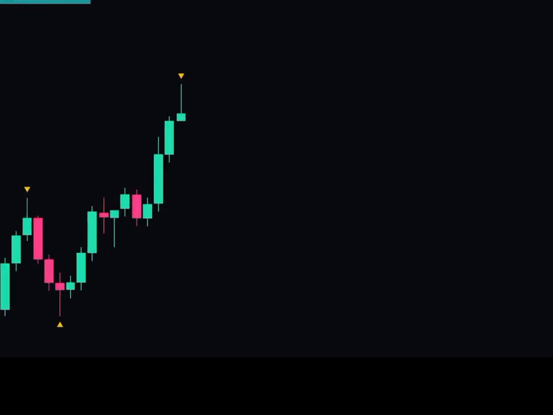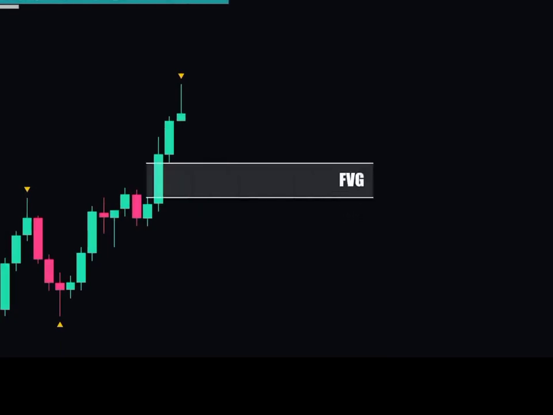But why mark fair value gaps on a chart? Fair value gaps are empty spaces on the chart where the price moved very quickly without much trading in between. The market often comes back to these gaps to fill them as the price looks for balance. Traders watch these gaps closely because the price may react when it returns to them.